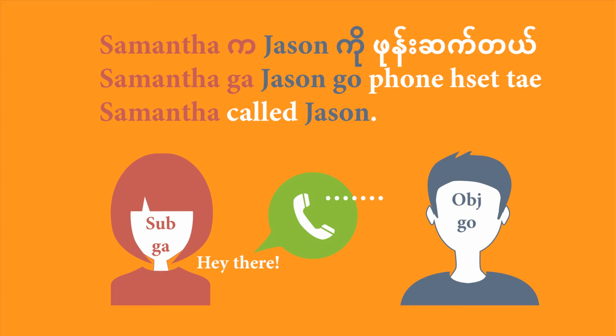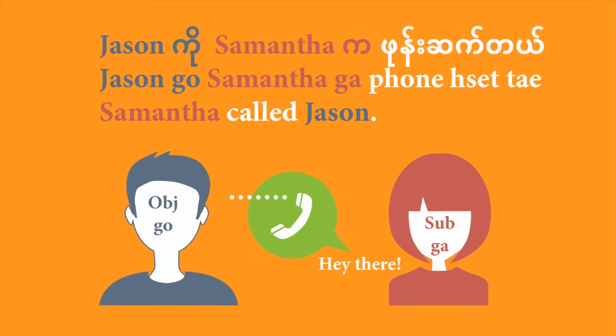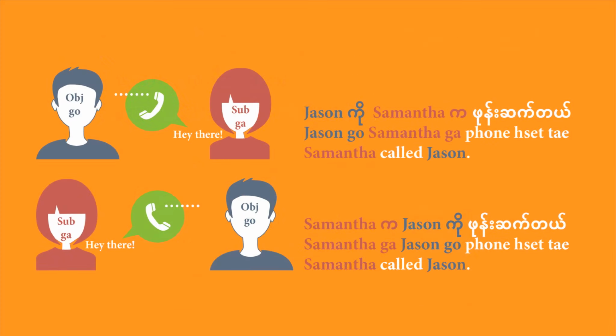But here's the interesting thing. With this Burmese tagging system, you can actually flip-flop the order of the two nouns and say exactly the same thing to say Samantha called Jason. You can say Jason go Samantha ga phone hset. Jason go Samantha ga phone hset, or Jason o Samantha a phone hset.